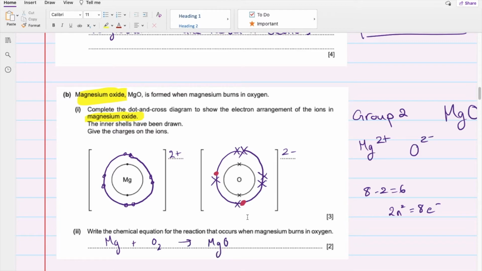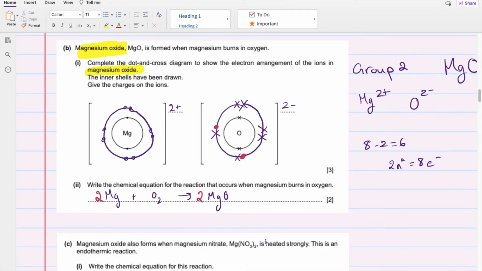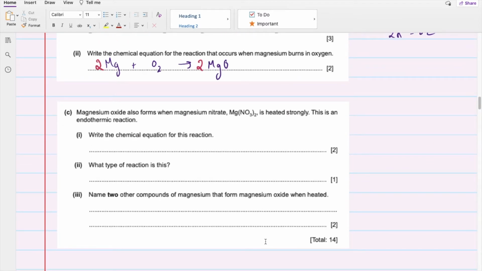Now all we have to do is to actually balance it. So as you can see, we want equal numbers of the elements on each side of the equation, this side and this side. Okay, on the left-hand side, we have 2 oxygens and only 1 on the other side. So what we're going to do is place a 2 right here. Now we have 2 oxygens, but 2 magnesiums, and only 1 magnesium on this side, so we're going to add another magnesium. And there you go, it's balanced now, and you'll get the 2 marks. Okay, so let's move on to part C.